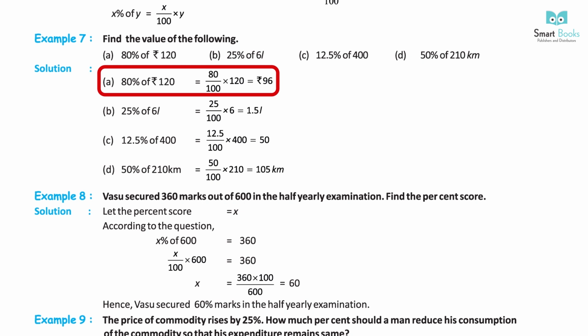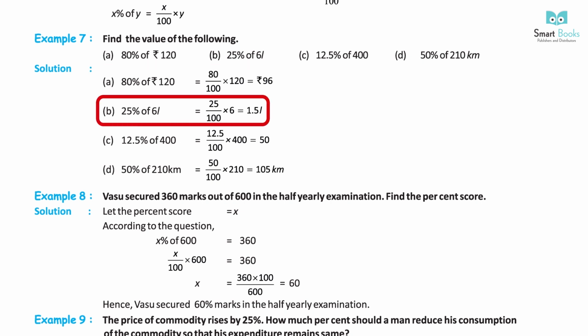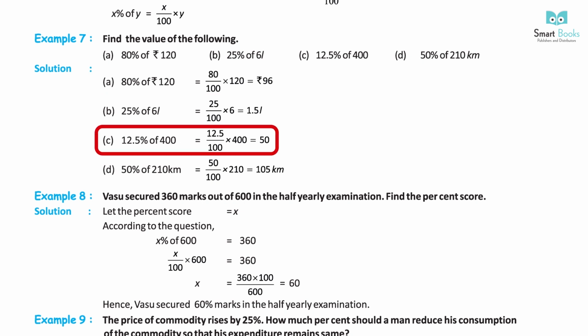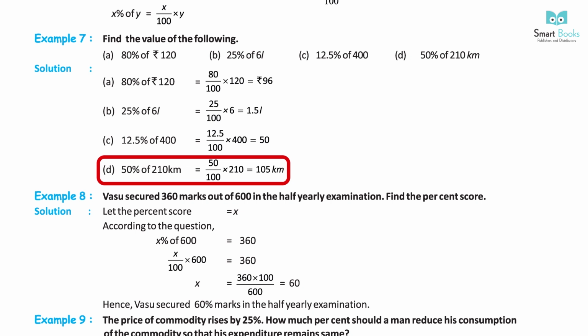Solution. A. 80% of rupees 120 is equal to 80 upon 100 into 120 equals rupees 96. B. 25% of 6 L is equal to 25 upon 100 into 6 equals 1.5 liters. C. 12.5% of 400 is equal to 12.5 upon 100 into 400 is equal to 50. D. 50% of 210 kilometers is equal to 50 upon 100 into 210 is equal to 105 kilometers.